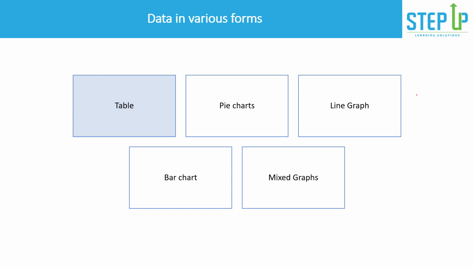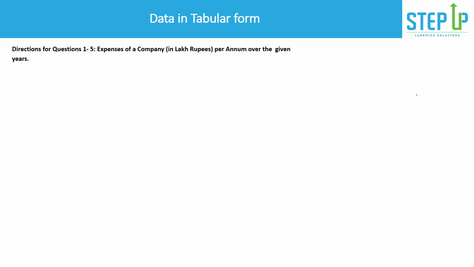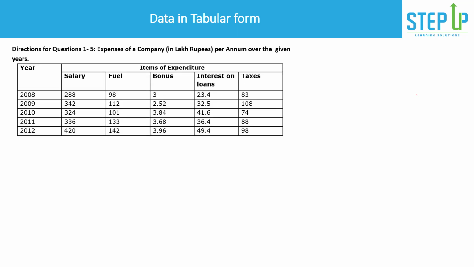So for this video we'll look at these 5 questions and the data is in the tabular format. So let's look at the first question. It says expenses of a company in lakh rupees per annum over the given years. Okay, and here's the data. Like I said, before jumping at the questions, I would request you to first understand the data, the information, and then move on to the question.